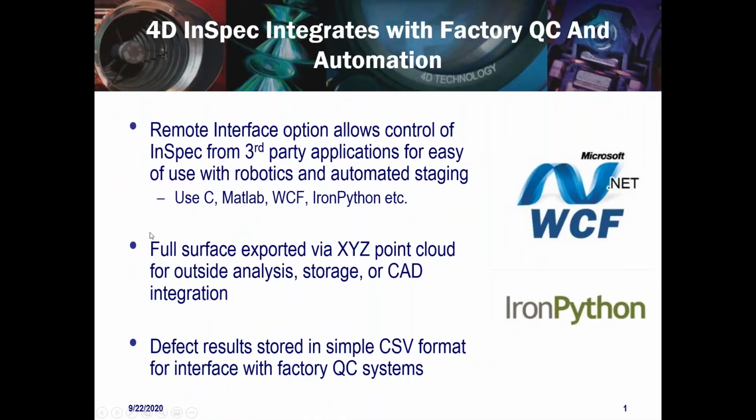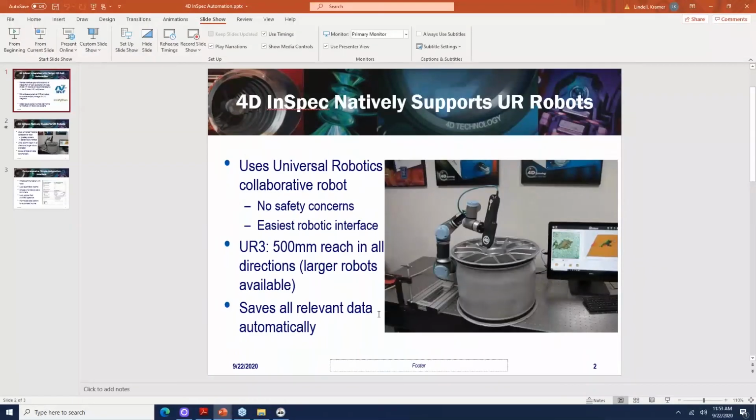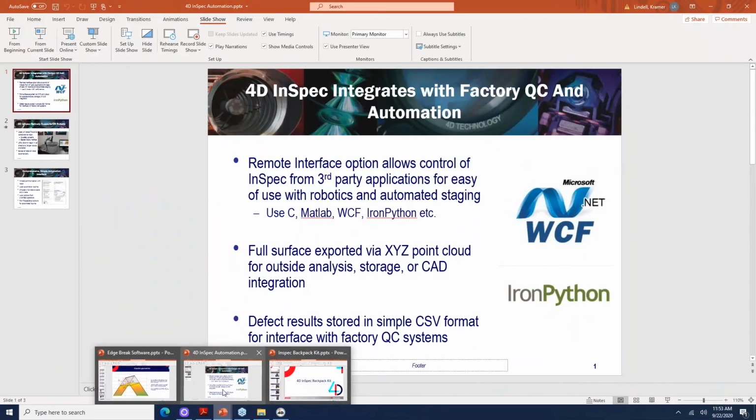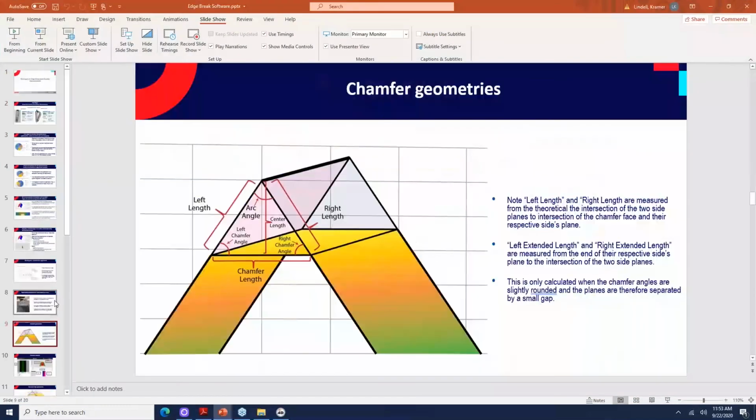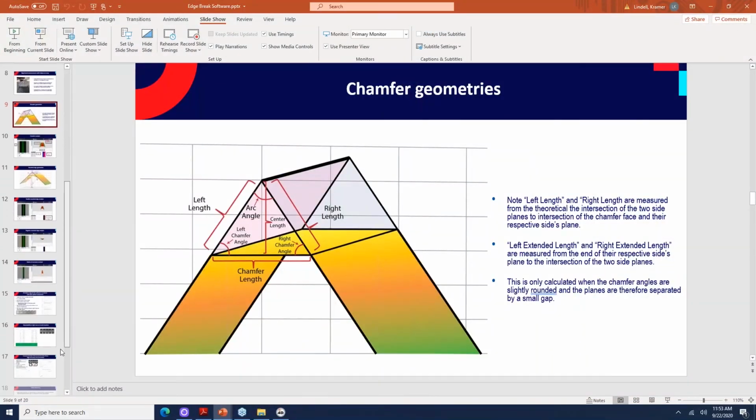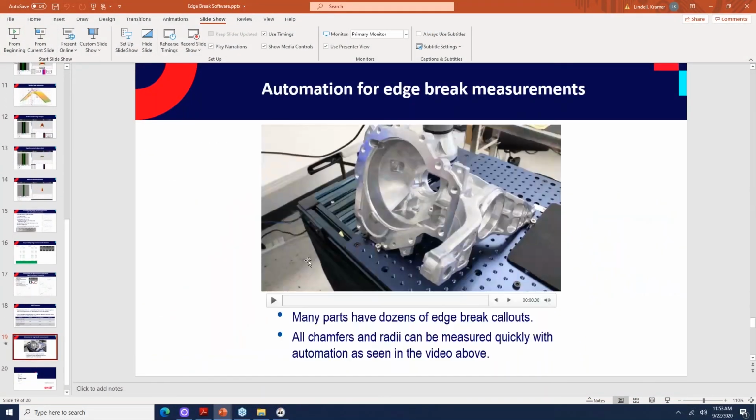If you want to use your own robot, we can do that. We have a remote interface that allows you to use it. If you have a different type of robot instead of a Universal Robot, we can also export, as we were saying earlier, 3D measurements as XYZ point clouds. If you want to do CAD comparison, I'll go ahead and show one other video of the automation we have before we get into CAD comparison. It works for edge break as well.